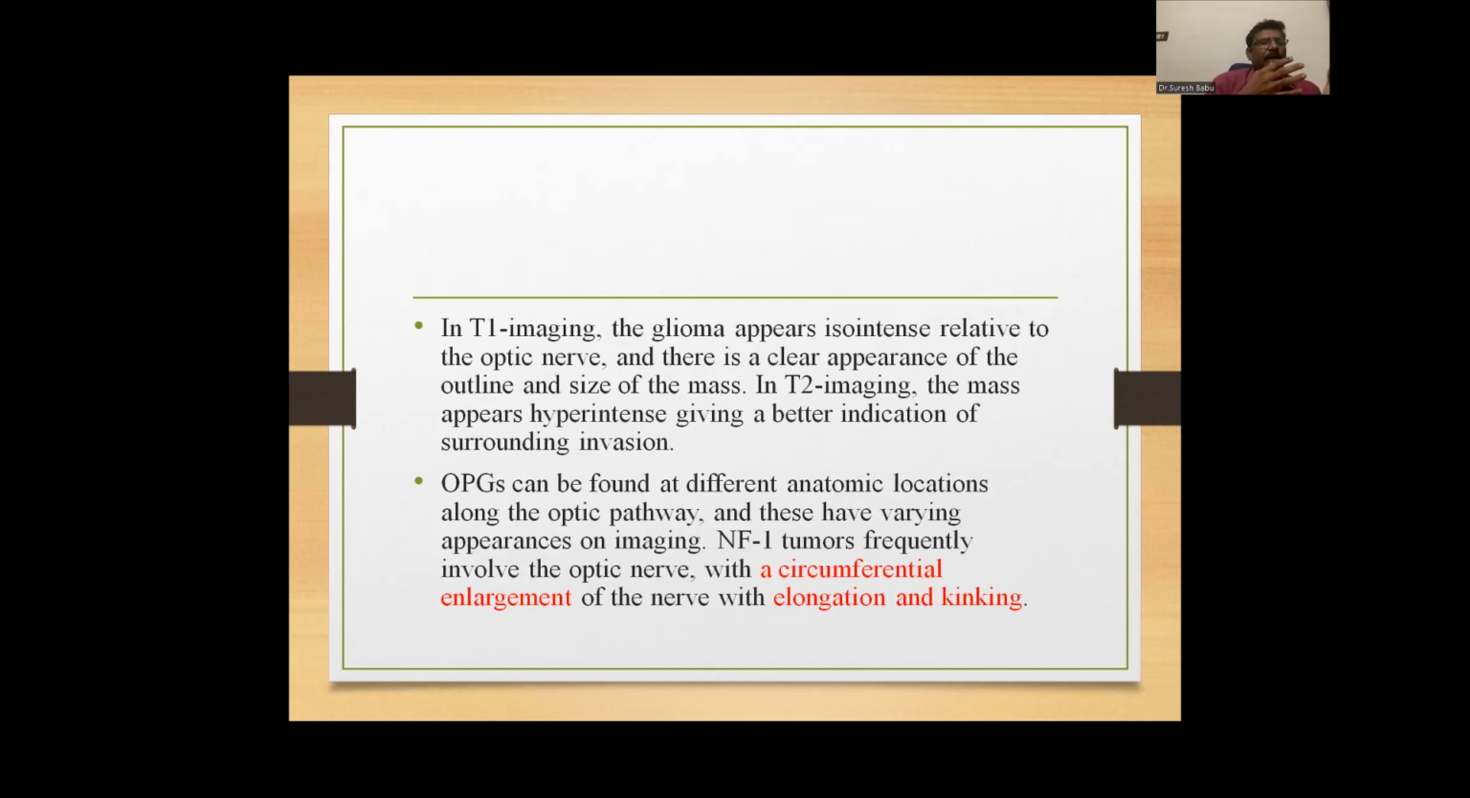So optic pathway gliomas can be found at different locations. And NF1 tumors frequently involve the optic nerve with a circumferential enlargement of the nerve with elongation and kinking.